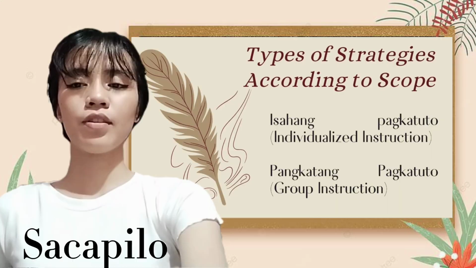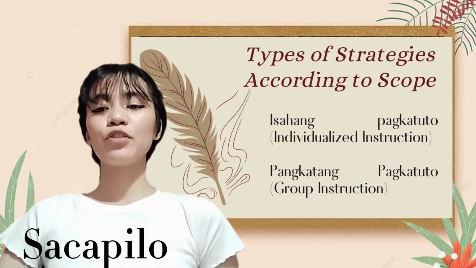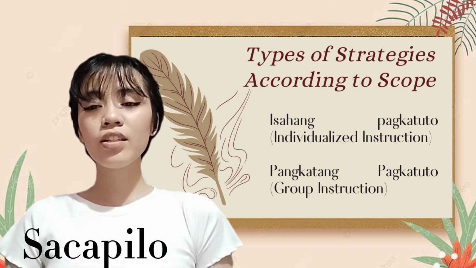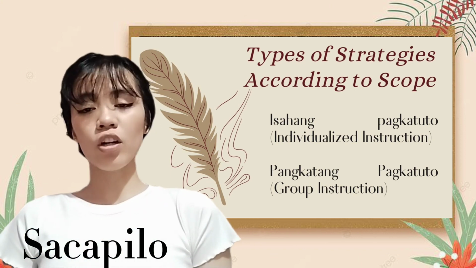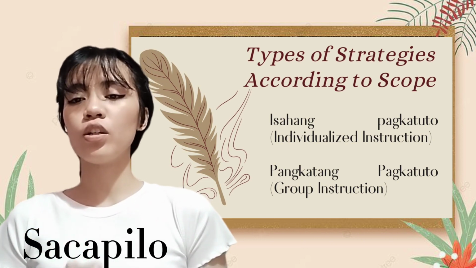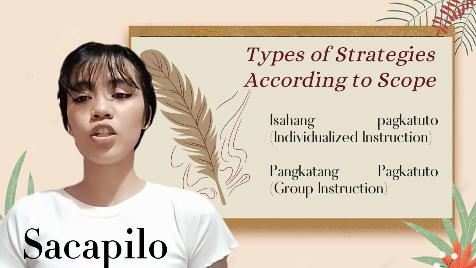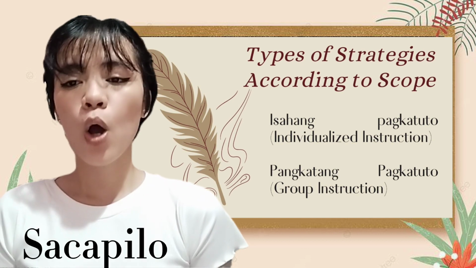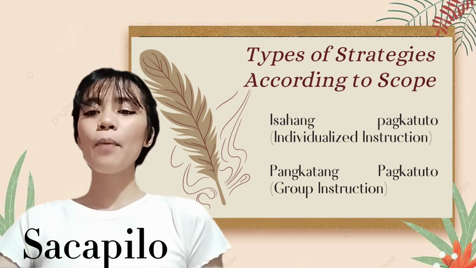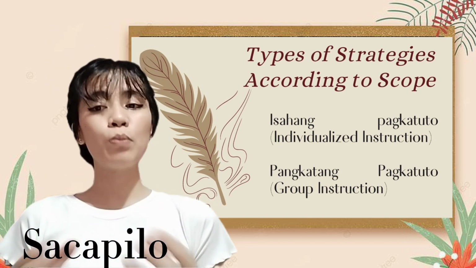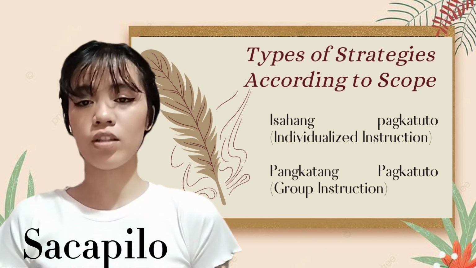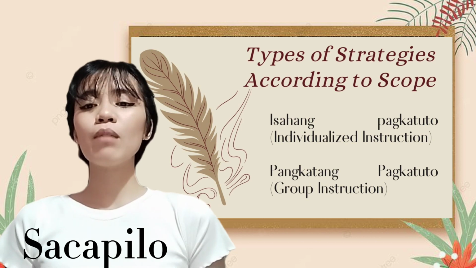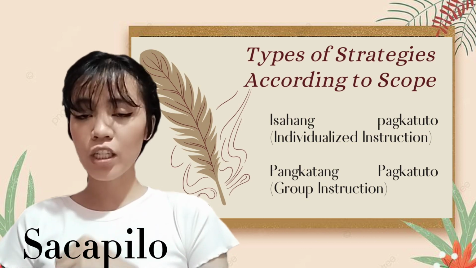There are two types of strategies according to scope, and these are individualized and group instruction. Individualized instruction is a method of instruction in which there is one-to-one teaching and self-paced learning. When we say paced, it is a step a learner can take in order to boost their own knowledge, not just their knowledge, but also the way they interpret the concept. They dare to learn by themselves, but with the guidance of the teacher also.